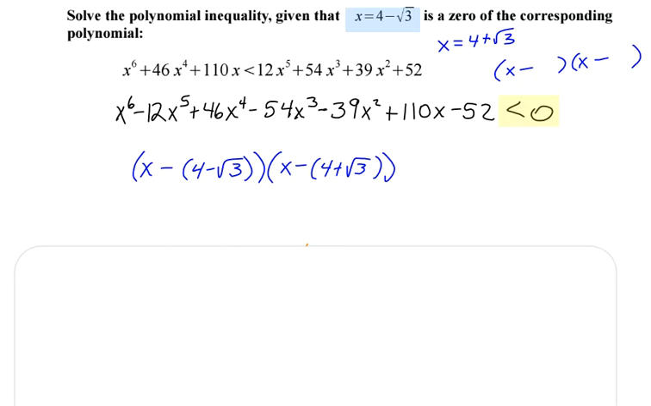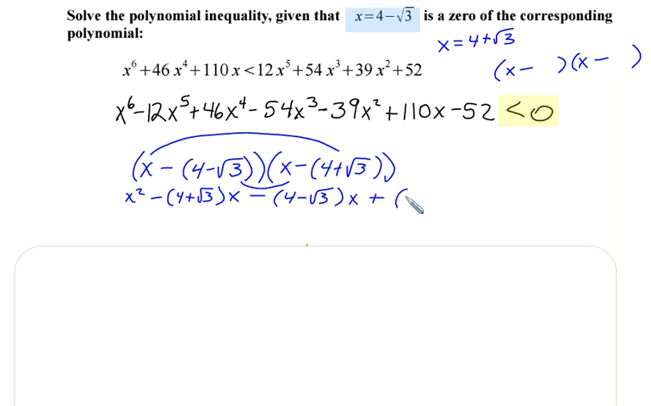So this is what our factors are going to look like, and when we FOIL this expression out, we will have the x squared minus the quantity 4 plus radical 3 times x, that comes from this stuff right here. And then right over here, we're going to have minus the quantity 4 minus radical 3 times x. And lastly, a negative times a negative is a positive. The two conjugates multiplied together.